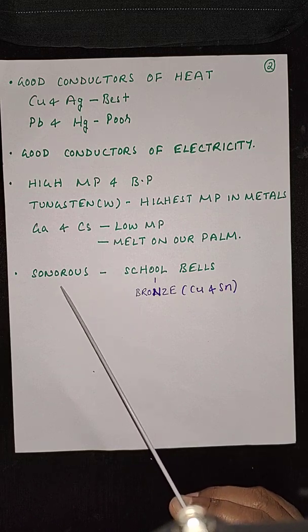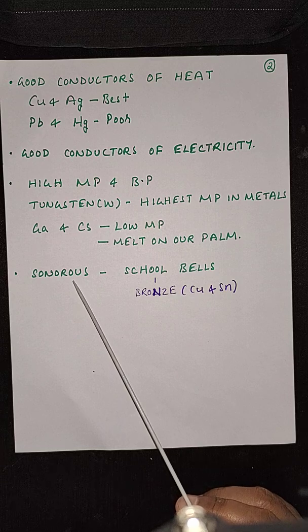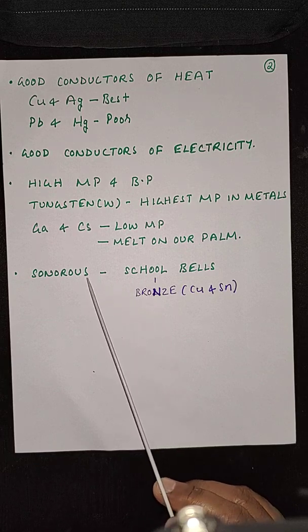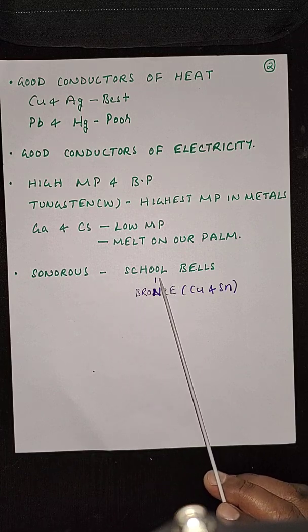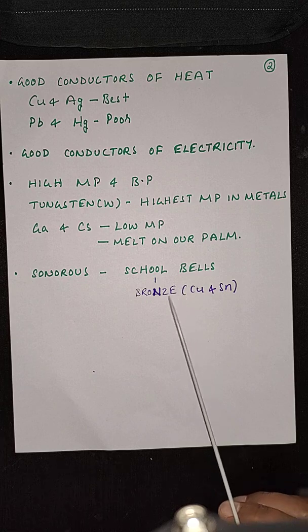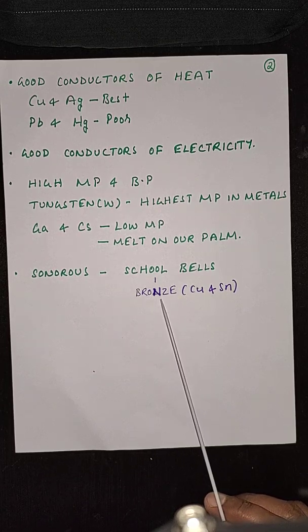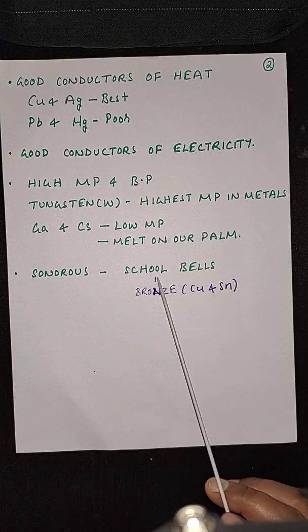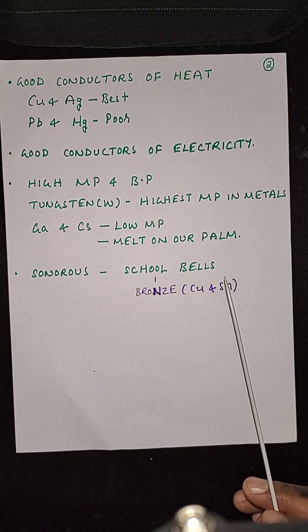Then do you know metals are sonorous? Sonorous means they make sound. Okay, a typical metallic or tin-like sound. Due to this nature, metals are used to make school bells, especially an alloy called bronze. Bronze is an alloy made up of copper and tin. It is specially used to make school bells.